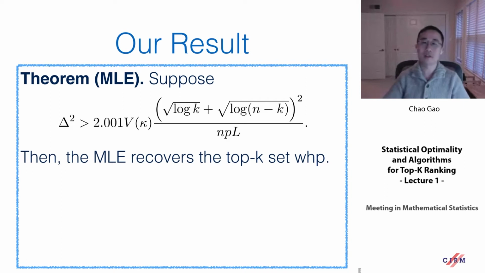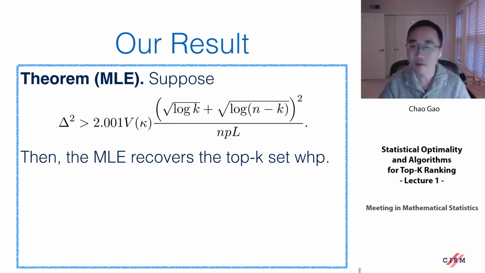This is our first result for the maximum likelihood estimator. We are able to show that if the separation parameter delta squared is greater than 2 times the variance function times this ratio of log n over MPL, then the maximum likelihood estimator is able to recover the top K set with high probability. This result does not contradict the result of Chao et al. It has the same rate, log n over MPL, but we are able to say more about the leading constant. The correct constant of the condition is determined by 2 times the variance function that appears in the previous slide. So it tells you exactly how the dynamic range affects the difficulty of the top K ranking problem.